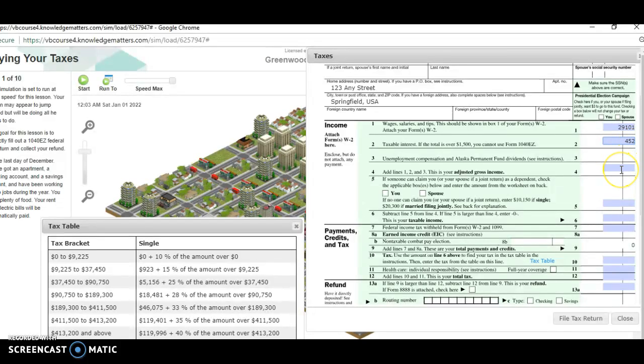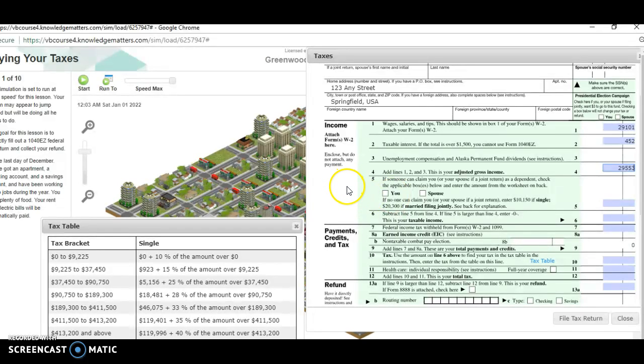Let's go ahead and skip down to line number 4, and we're going to add lines 1, 2, and 3 for our adjusted gross income. So $29,101, $452 will take us to $29,553 for our adjusted gross income.